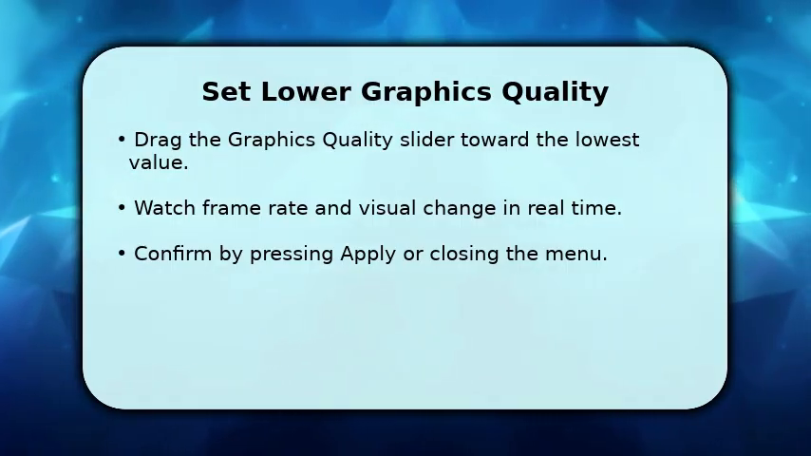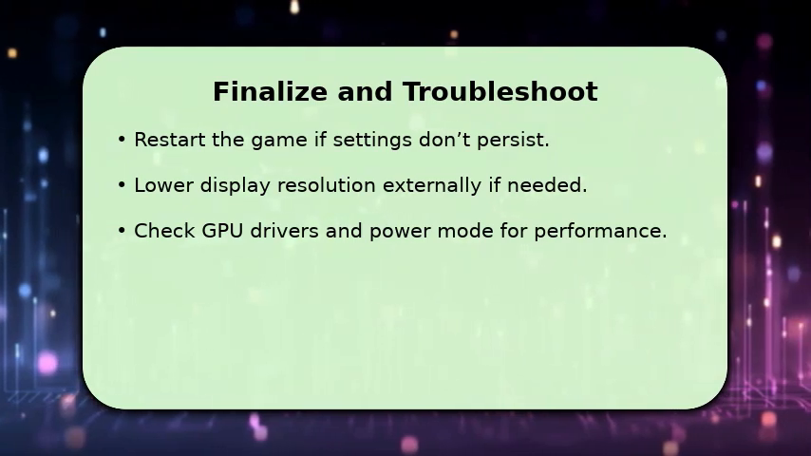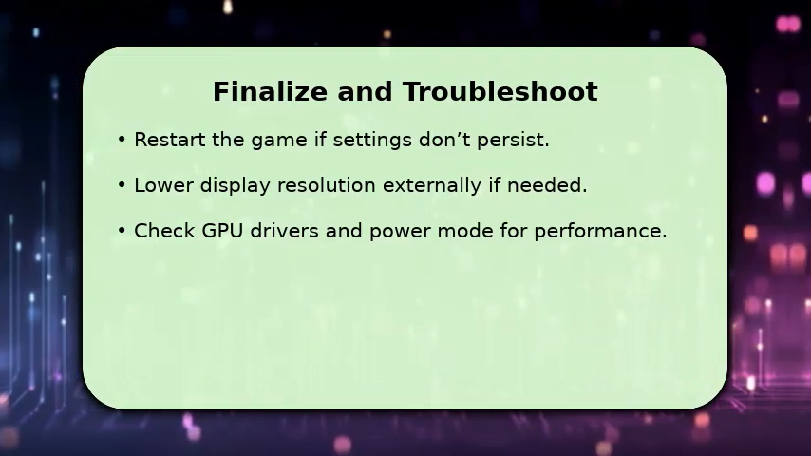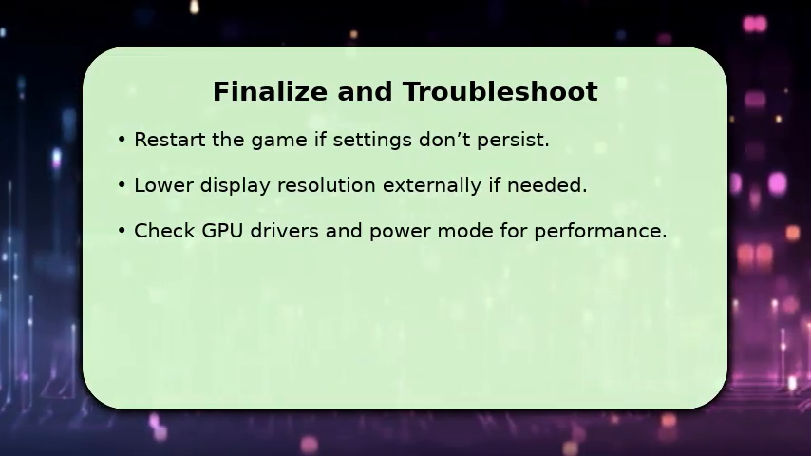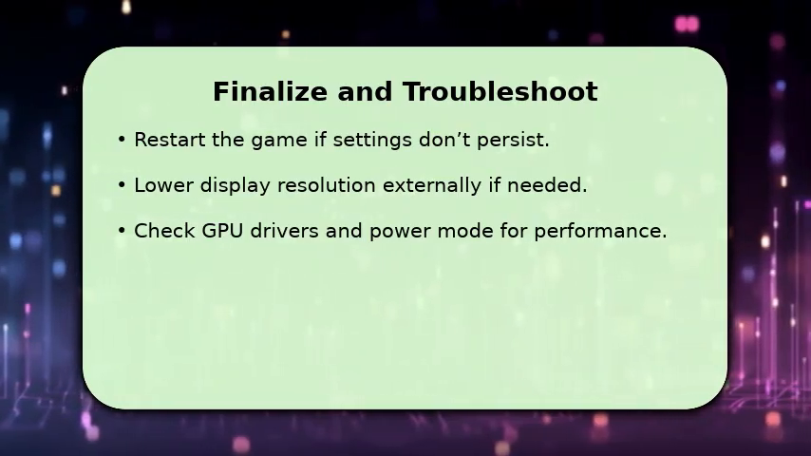Finish by testing gameplay for a few minutes to ensure the lower graphics quality is stable. If settings revert, restart Roblox or toggle auto off again. Some games force graphics changes. If you still need crisper performance, lower your monitor or system display resolution as a secondary step.